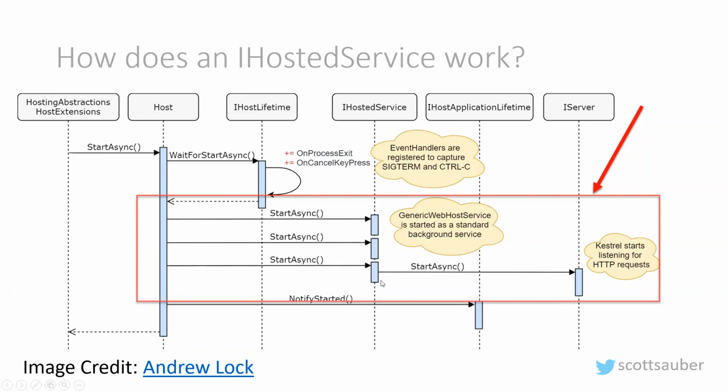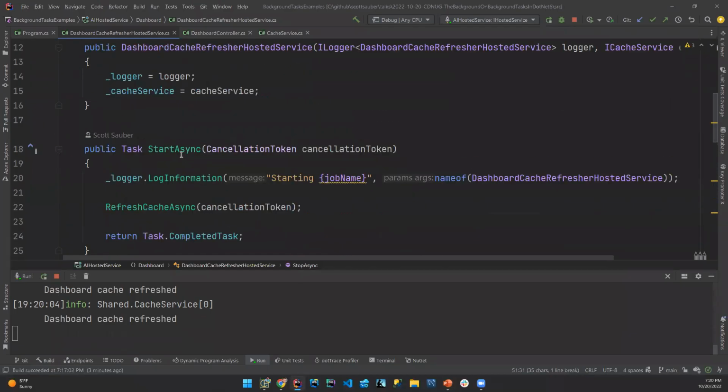And Kestrel itself, the ASP.NET Core web server, is implemented as an IHostedService. So before, when I showed that it's starting my hosted service before it started the web server, that was intentional. Kestrel itself is an IHostedService and starts last. So let's do a live demo here.